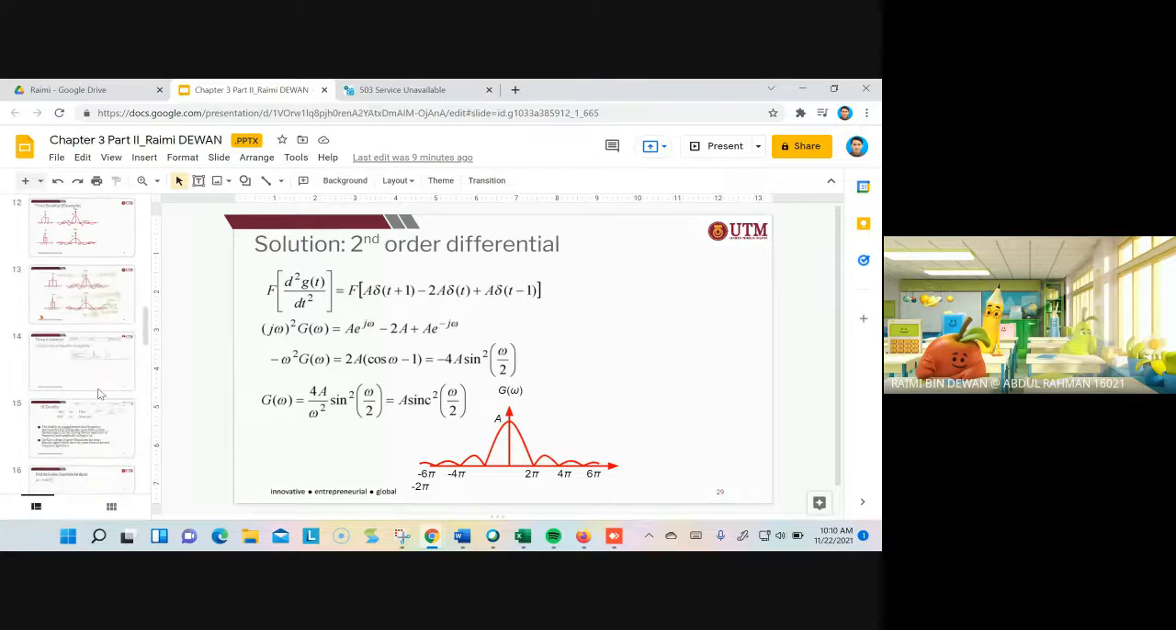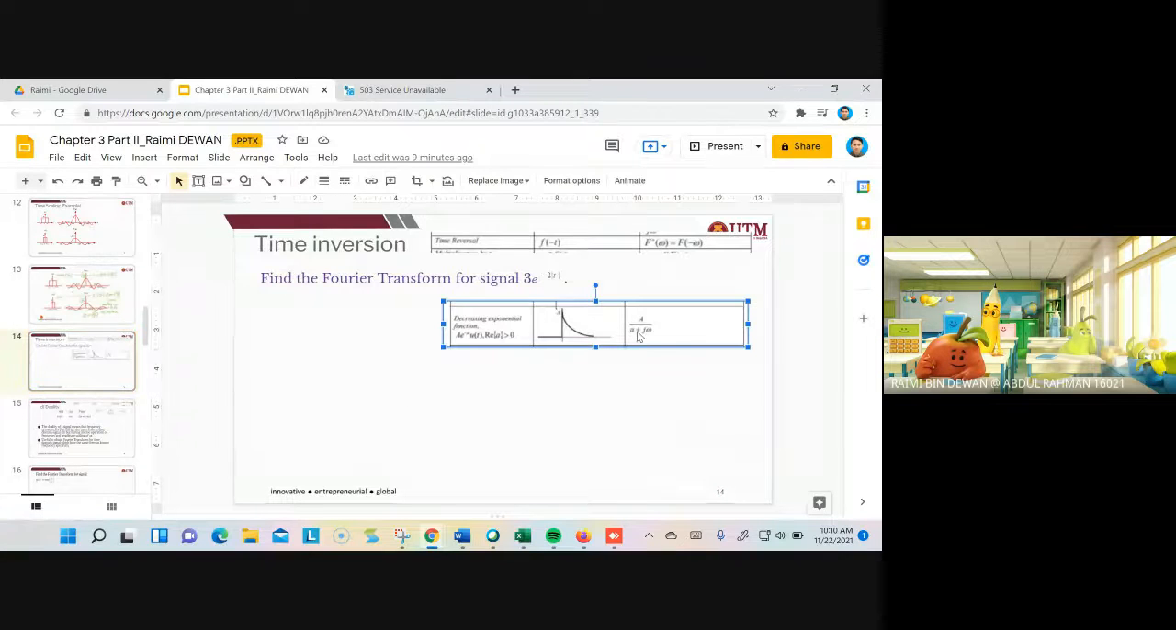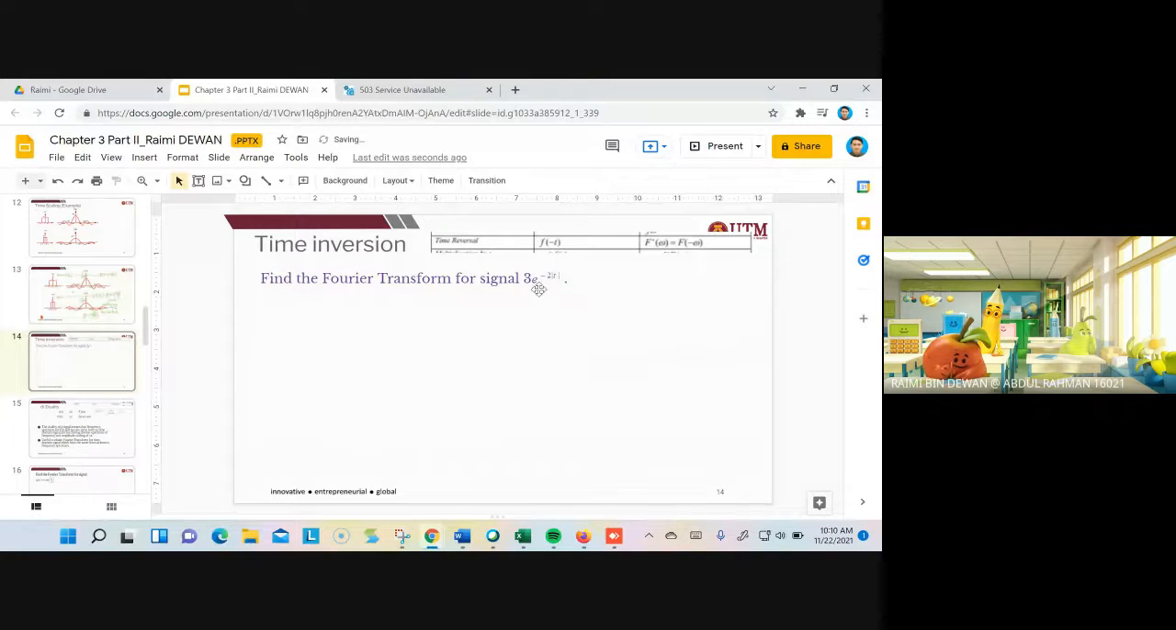This one is just now, I think this one is wrong. So you do the time inversion, this f minus t.